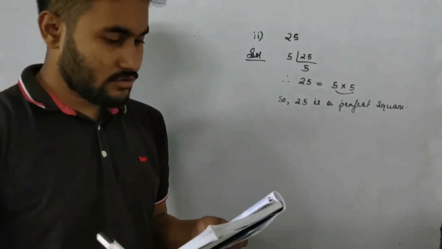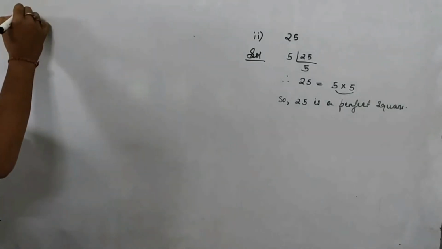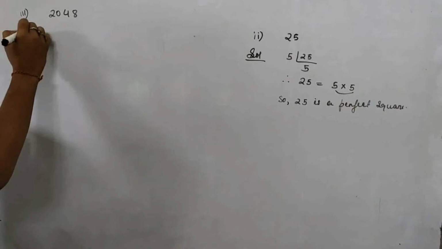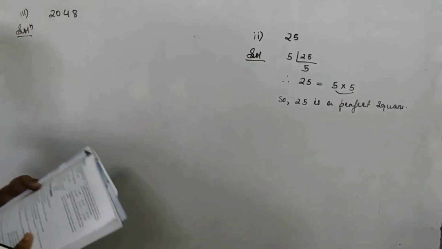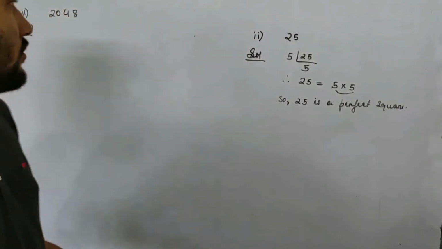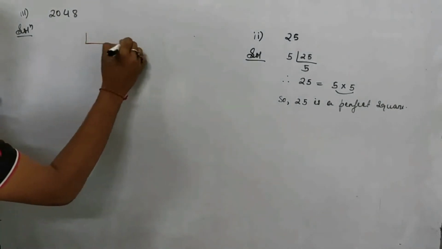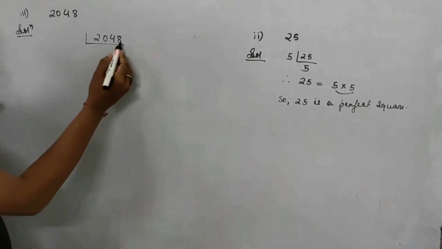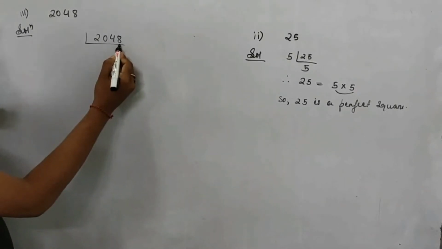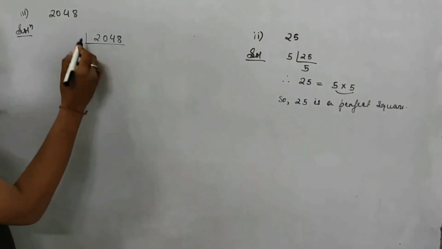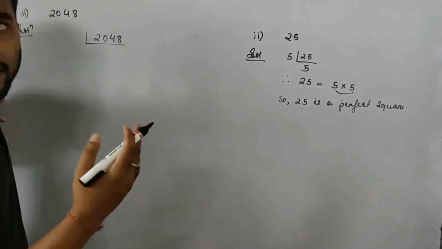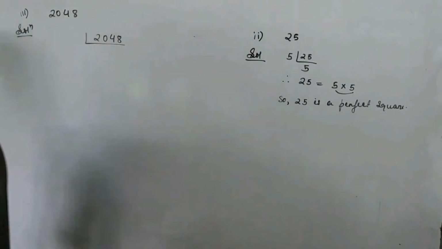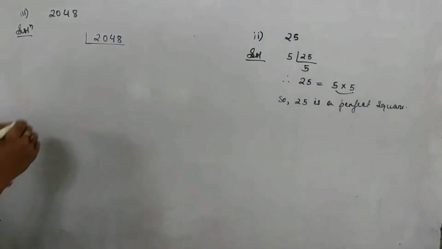Next. Number 3. 2048. Okay, so let us do again. 2048. Okay, so 8 is what? Last digit you see. Even number. 8 is an even number, right? So it means it is divisible by what? It is divisible by 2. So by 2 you try by yourself. Very simple or not?